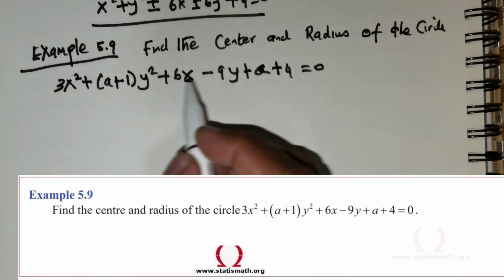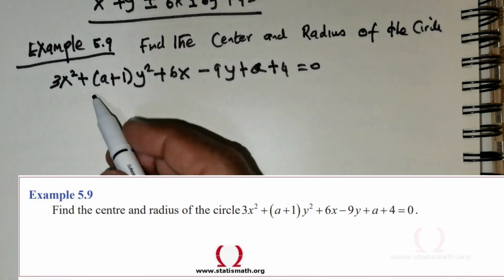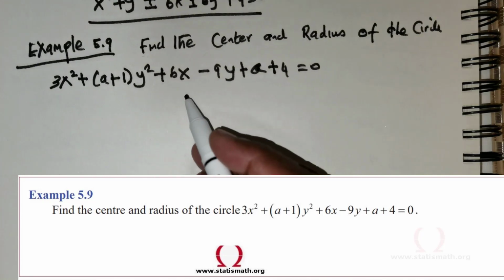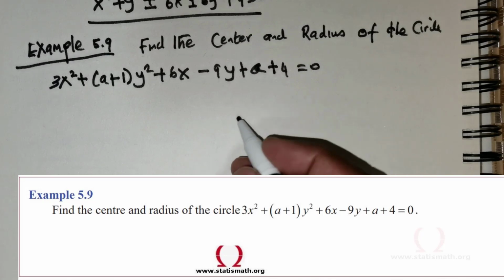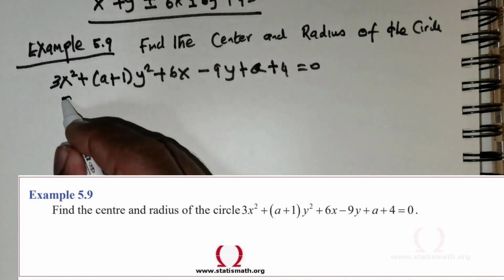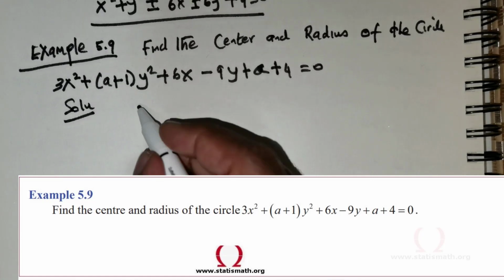Students, we are given this question. Find the center and the radius of the circle. 3x² + (a + 1)y² + 6x − 9y + a + 4 = 0. So this question is simple, and we can obtain the solution for this question as follows.